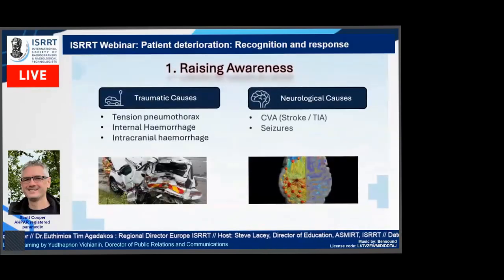When it comes to traumatic and neurological causes, we look at things like tension pneumothorax, internal hemorrhages, intracranial hemorrhages, which can also fit into the neurological causes, of course, CVA, be it a stroke or TIA, and seizures as well. And having an awareness of these possible causes of deterioration and the pathophysiology behind it will hopefully enable the MRPs to be much more confident when they do see it.